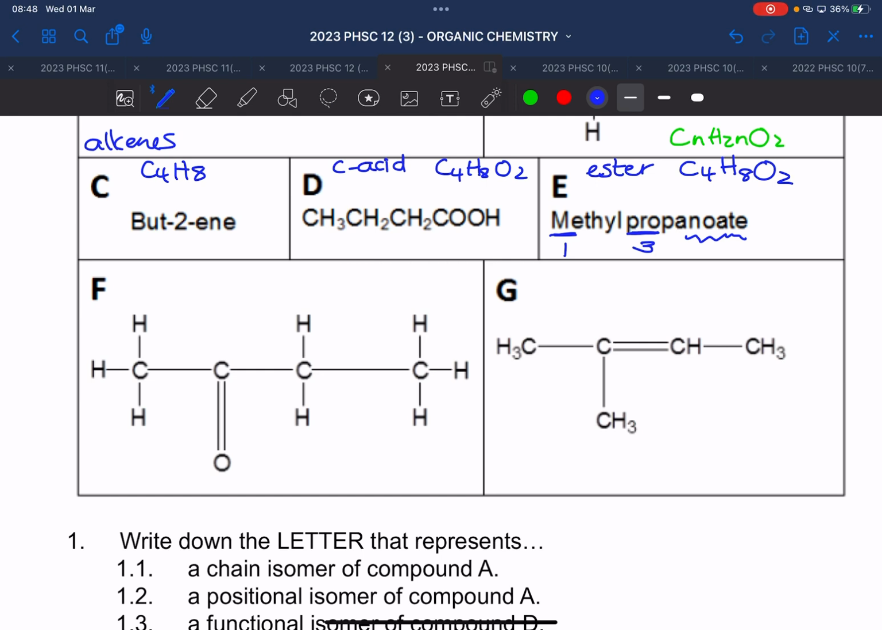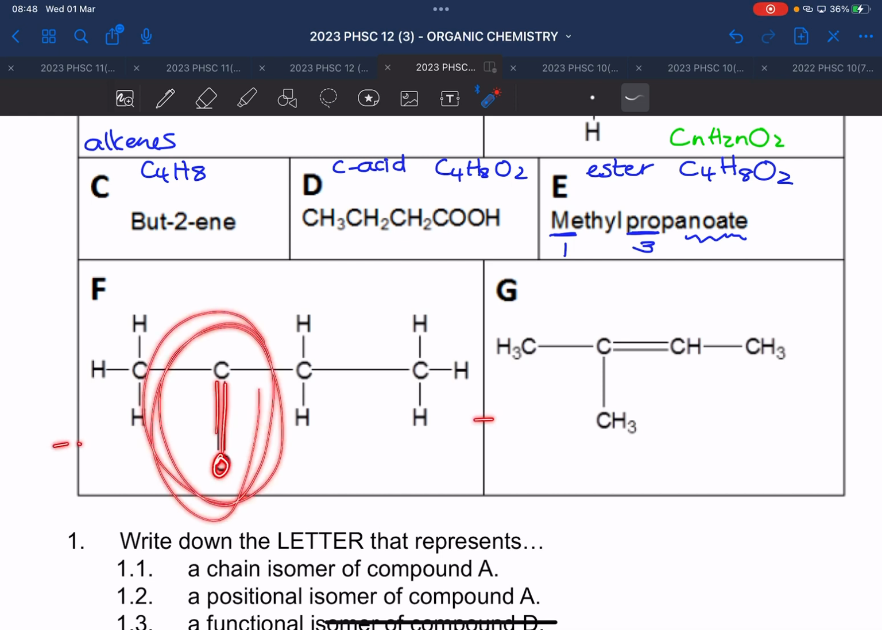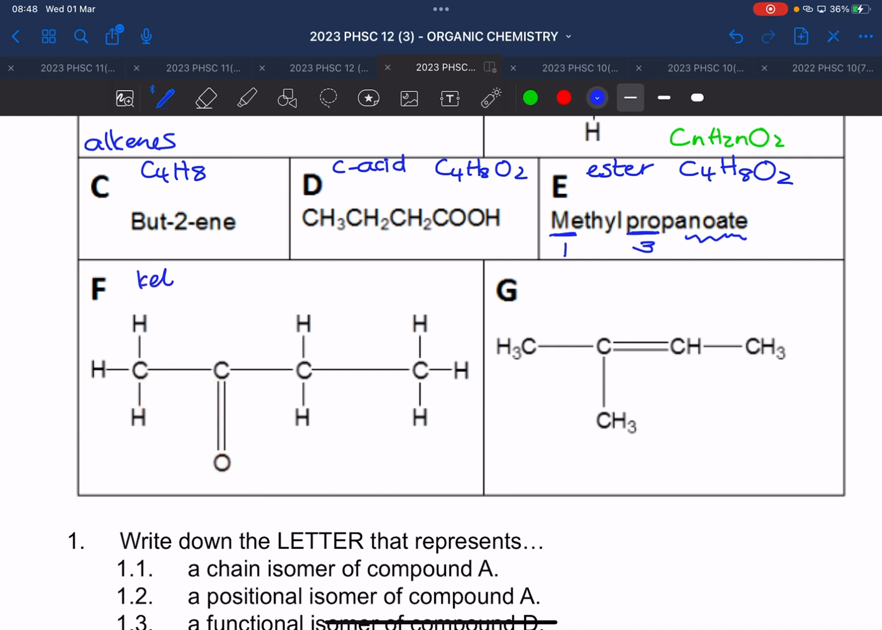Number F? Isn't that the protein? There's a C double bond O. No, that's the ester. No. Carboxylic acid looks like this. It is a ketone. The double bond O is sticking out, but it is in the middle somewhere. It's not at the end. Ketone. And what is the molecular formula?